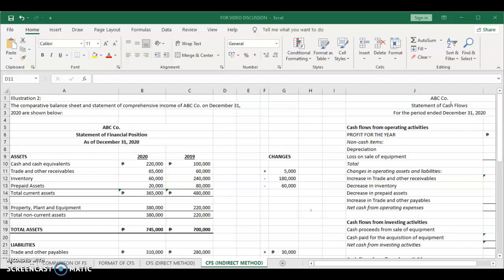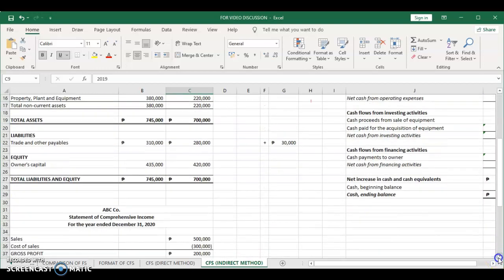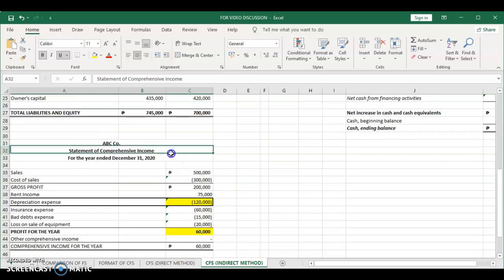Hello ABM, so we will continue our discussion on cash flow statement under indirect method in presenting the cash flow statements under the operating activity. As you can see here, class, we have illustration number 2. We have the comparative balance sheet, comparative kasi we have 2020 and then 2019. And then sa baba niya, we have statement of comprehensive income. So this is our statement of comprehensive income.